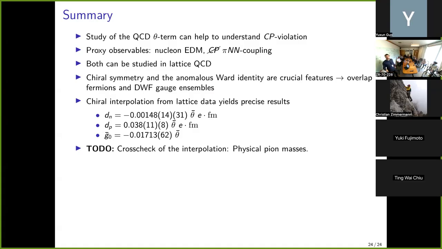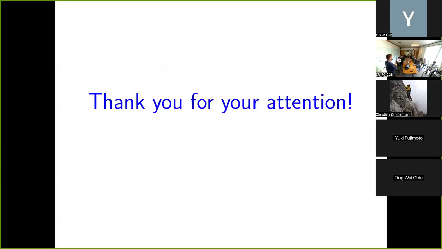Chiral symmetry and enormous volume are crucial features in order to carry out lattice calculations successfully. This is why we use overlap fermions on domain wall gauge ensembles. I've shown you already our results as they look up to now. What we are doing right now is to include additional runs in order to cross-check our interpolation, namely by evaluating the matrix element at physical pion masses. Right, this brings me to the end. Thank you.